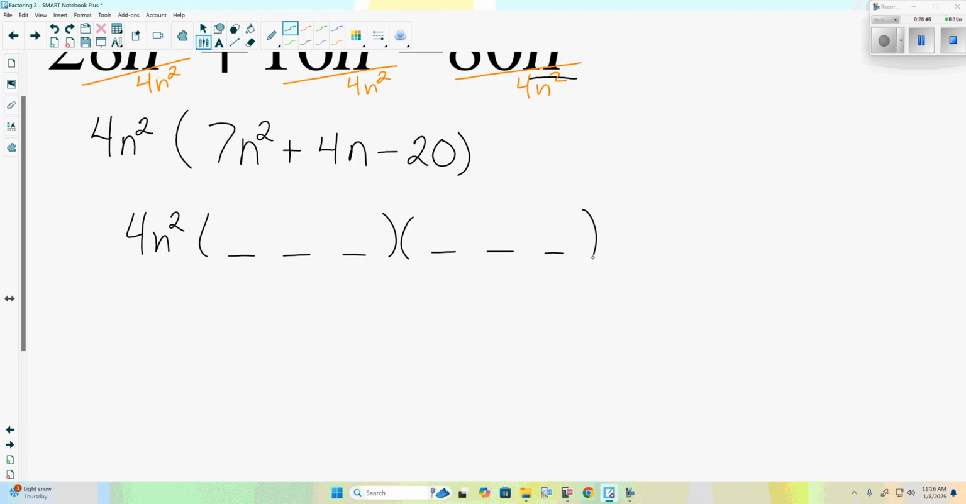And again, just like yesterday, after we factor that greatest common factor out, we'll have our 2 sets of parentheses with 3 spaces. Now at this point here, the third term is 20, and its sign is minus. So that tells us the signs for our factors are going to be opposite. One's going to be positive, one's going to be negative.